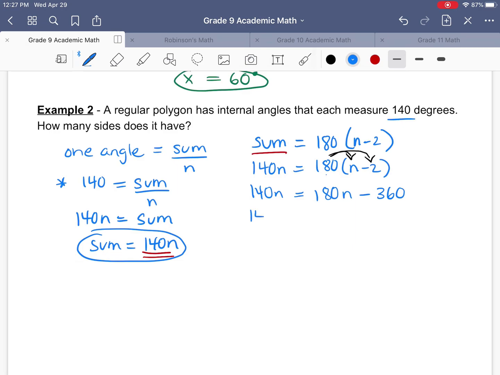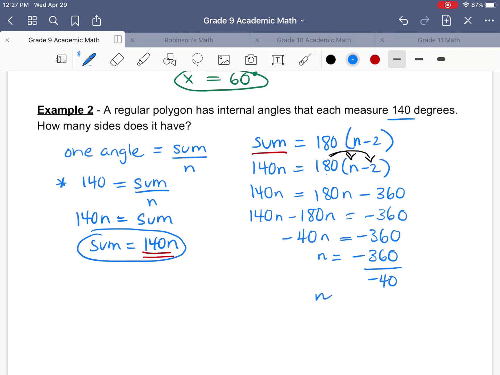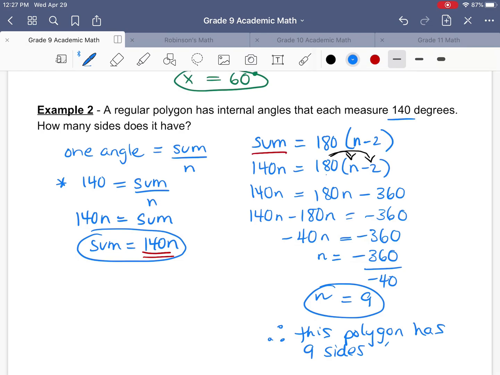And now we work to get n by itself. So we have 140n minus 180n is equal to negative 360. On the left-hand side, we end up with negative 40n, is equal to negative 360. To get n by itself, we divide by negative 40 on the right-hand side, and we end up with n is equal to 9. So this tells us that this regular polygon has 9 sides, and this makes it a nonagon.